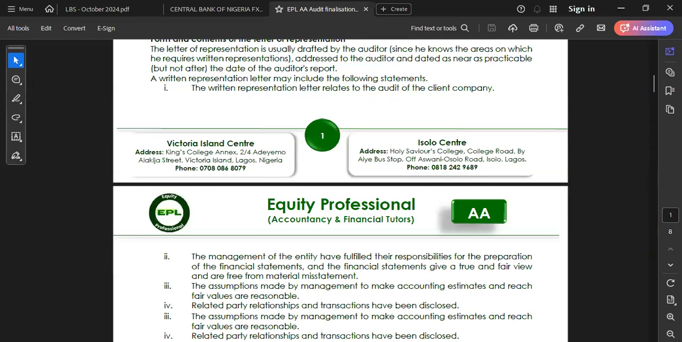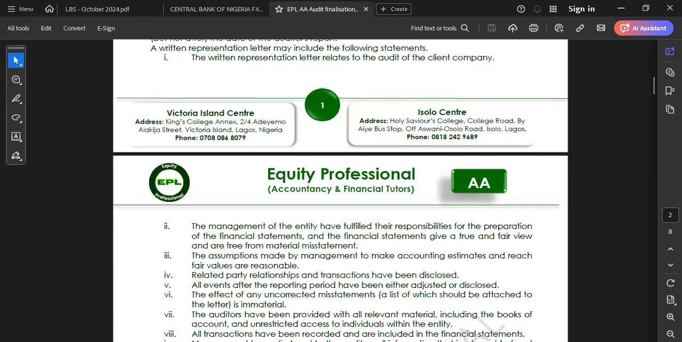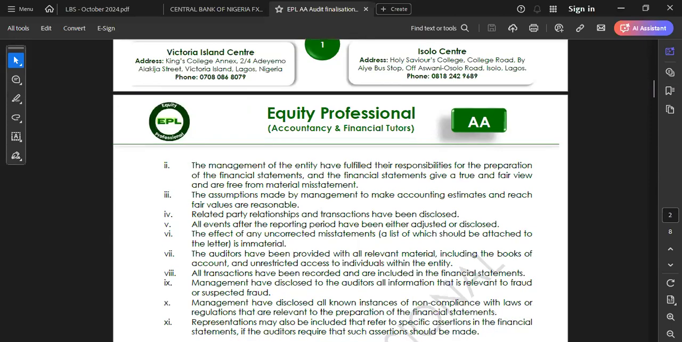Then the second thing the letter of representation must contain, as we've discussed, is that management of the entity must have fulfilled their responsibility for the preparation of financial statements. The letter must clearly state that management has fulfilled their responsibility for preparing the financial statements, and that the financial statements give a true and fair view and are free from what? Material misstatement. So that must be clearly stated. It must also state the assumptions that management has made to do their accounting estimates.